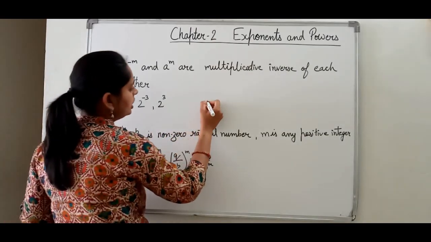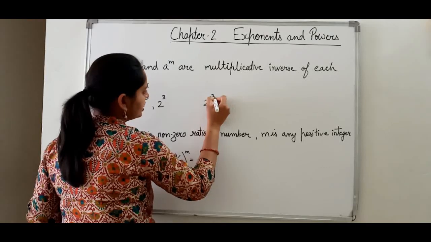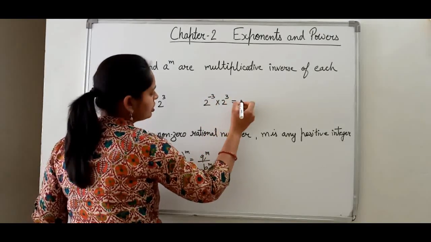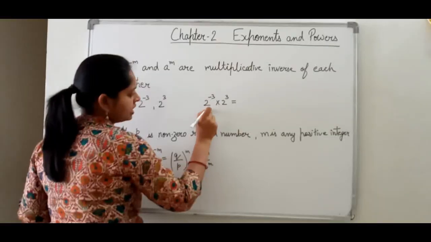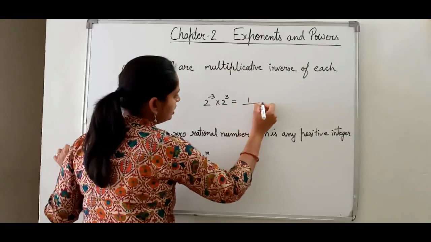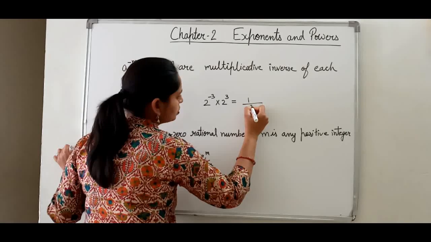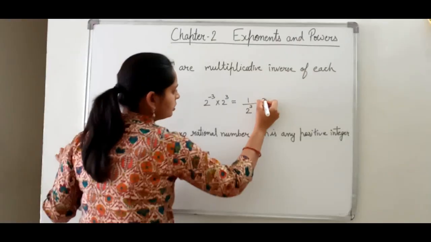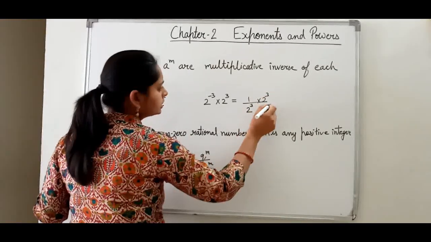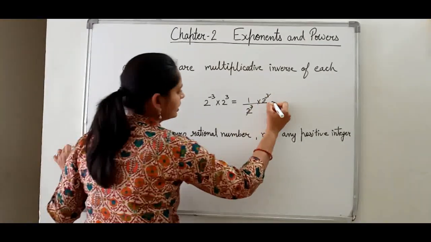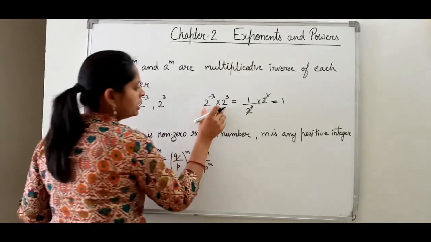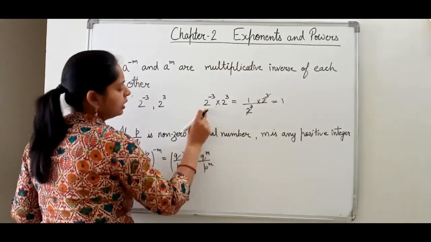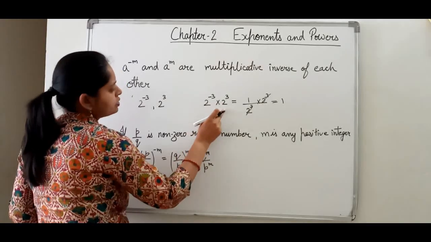How so? Just see, 2 to the power minus 3 multiplied by 2 to the power 3 will give you how much? 2 to the power minus 3 is equal to what? We have studied that it is equal to 1 upon 2 to the power 3, multiplied by 2 to the power 3. Both are the same term, so it will get cancelled and the answer is 1. And if we multiply two terms and the result is 1, it means these two terms are multiplicative inverses of each other.